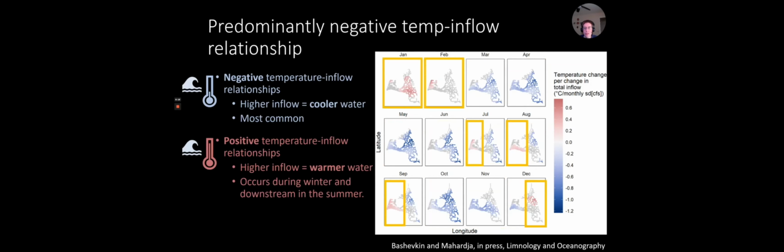Positive temperature inflow relationships were also detected. These were found during the winter and downstream areas in the summer. And in this case, you have higher inflow being related to warmer water.